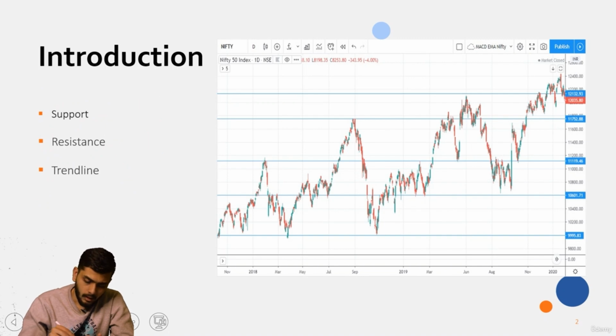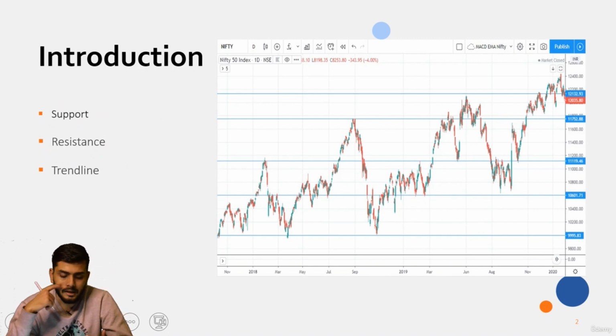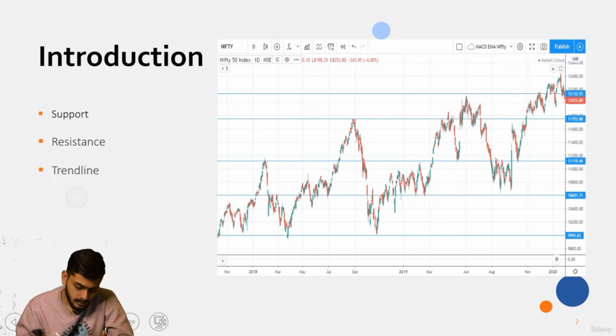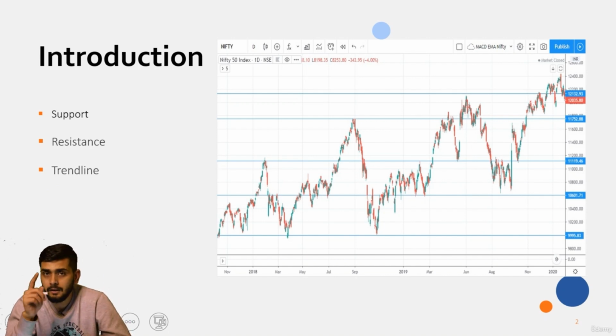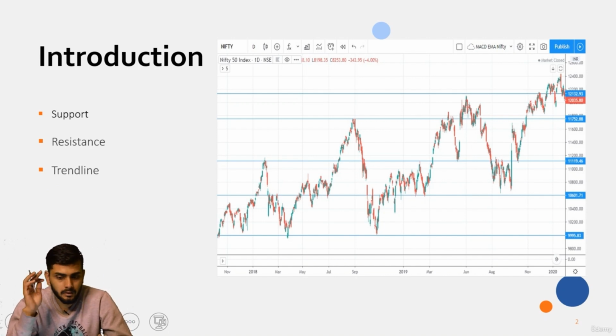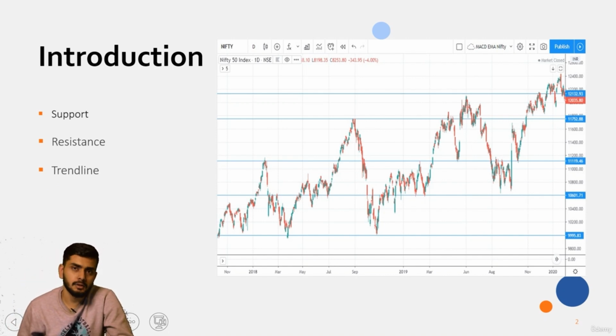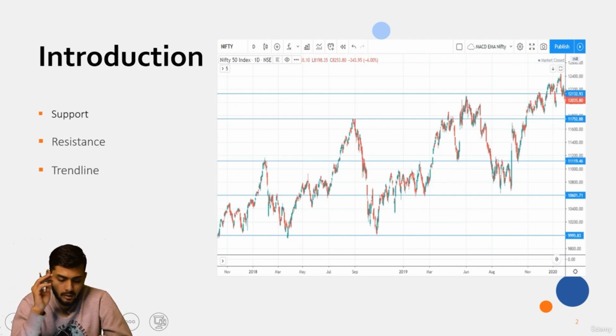What is actually support, resistance and trend line? This class is also important because we are going to use live examples, so be mindful, pause wherever required, take screenshots, learn properly. The first thing that we are going to do is study support.